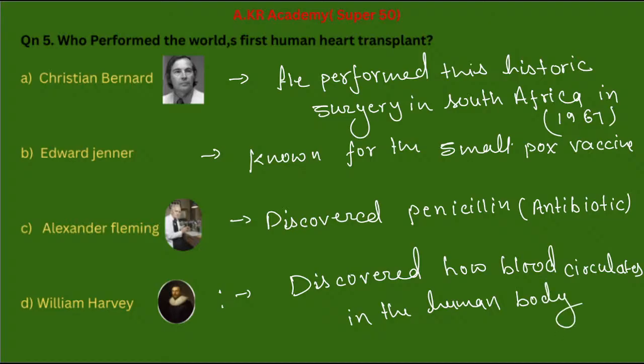Which one is the answer? Who performed the world's first human heart transplant? Christiaan Barnard. He performed the first human heart transplantation, a historic surgery in South Africa, for the first time in 1967.